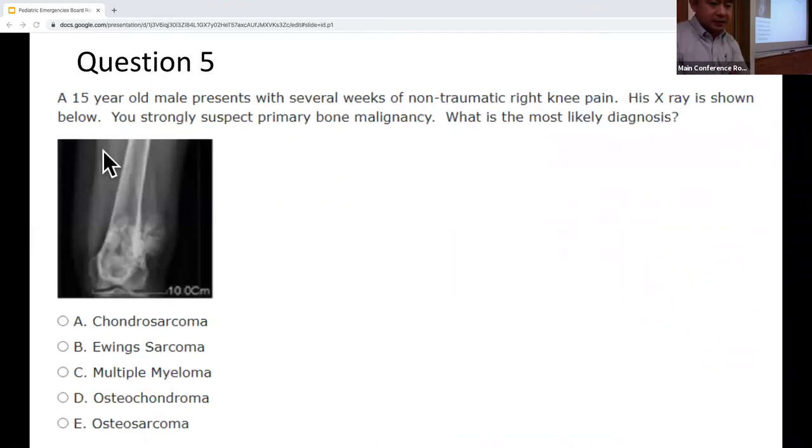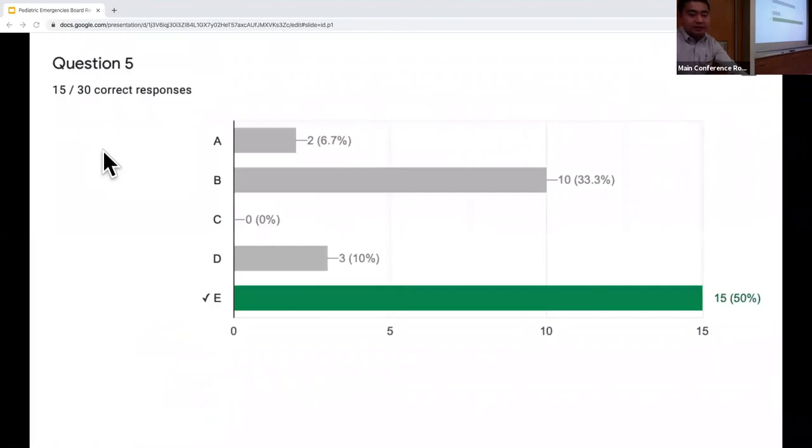This is question 5. A 15-year-old male presents with several weeks of non-traumatic right knee pain. This is his x-ray. You strongly suspect a bone malignancy. What's the most likely diagnosis? So this question is asking what's the most common bone cancer in a teenager? And the answer is osteosarcoma. About half of you got this right. So we'll go over why this is the answer, not the other ones.